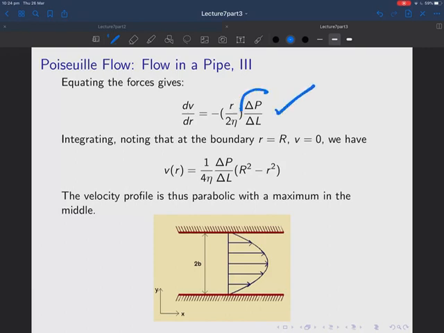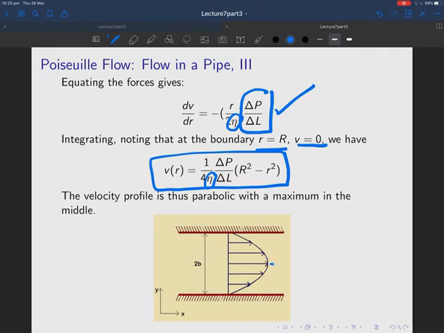Okay, this thing here is a constant. It's our pressure gradient. Eta is also a constant, of course. Integrating, we note that at the boundary, not the outside of the pipe, at r equals big R, velocity is 0. So integrating once, we get this. That's our profile of the velocity as a function of radius. It's parabolic, and it does, of course, depend upon the viscosity and upon the pressure gradient. All right, so it's a parabolic profile, maximum in the middle.